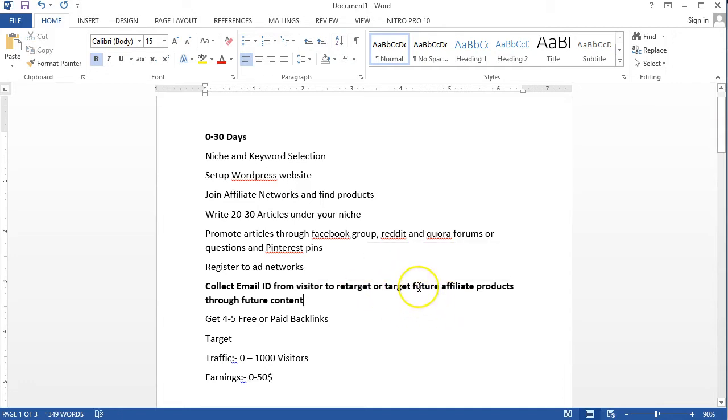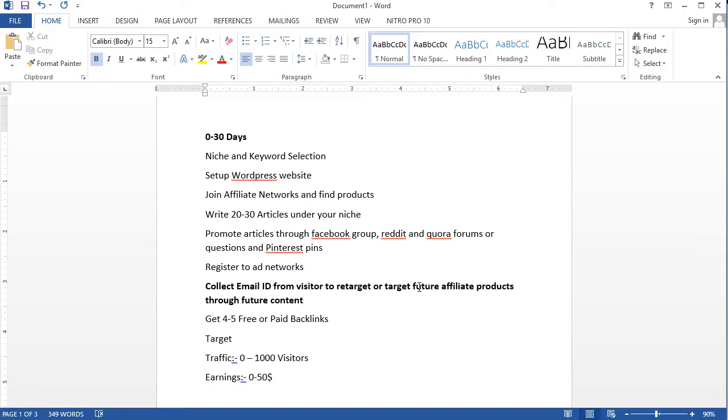And even if we get some new affiliate products on our website in the future, we can directly promote them through email. We don't have to wait for them to search on Google and then come there. If they want that product, we can share our article and our content with them through email, and we can promote our product directly.